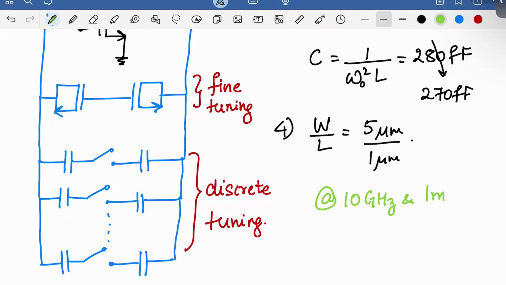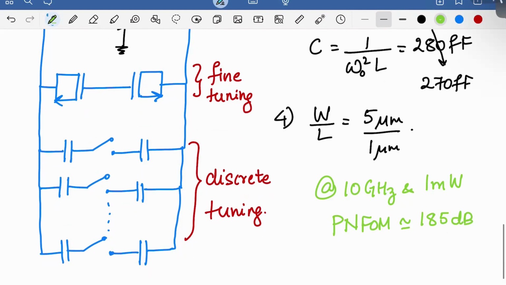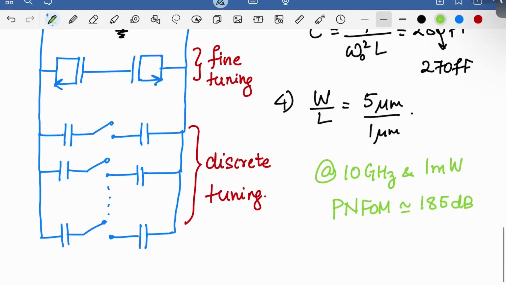We also saw that in this case, at 10 gigahertz and 1 milliwatt, the phase noise figure of merit was approximately 185 dB. That's really good. I would say that's a pretty good design. Today, what we will try to do is get close to this, maybe around 175 or so. That's not really state of the art, I would say, but it's still a good design.